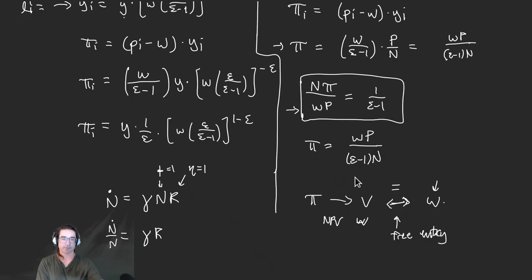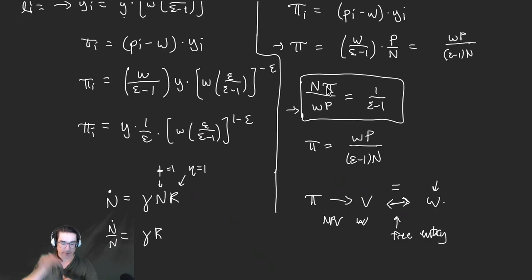So from this equation, we know that the top here should be growing at the same rate as the bottom. So we know that the growth rate of W in the long run should be equal to the growth rate of N plus the growth rate of pi. Okay, so we know that.